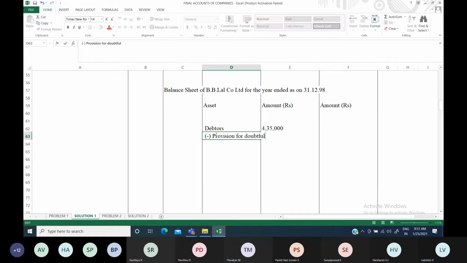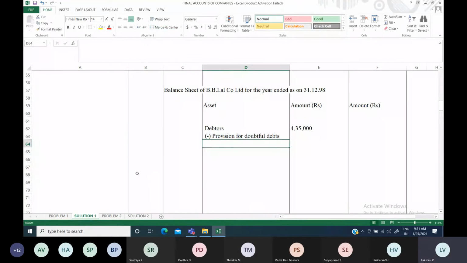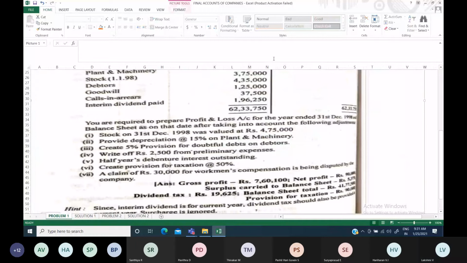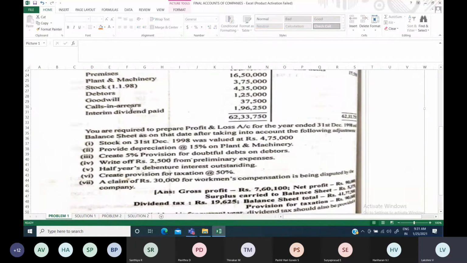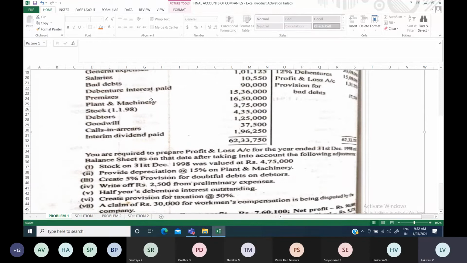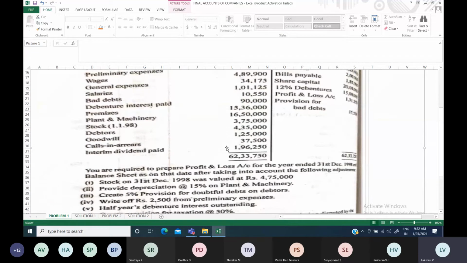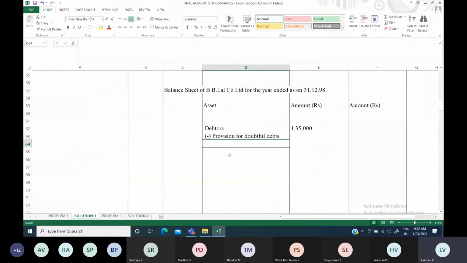Provision for doubtful debts. Okay, so you have to calculate the amount. Actually they have given 5% provision for doubtful debts on debtors. So on the debtors amount we have to calculate this provision for doubtful debts. The debtors amount is 4,35,000. In this, 5% you have to calculate. So how to calculate on 4,35,000?